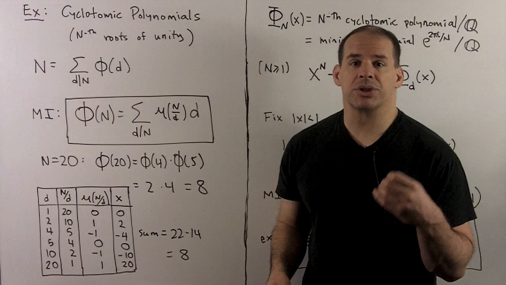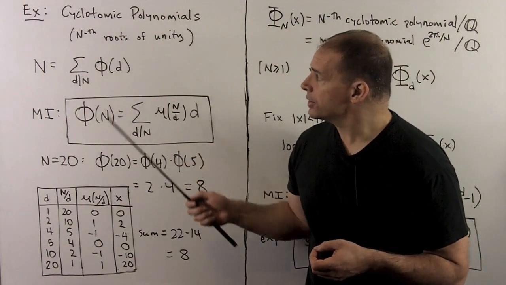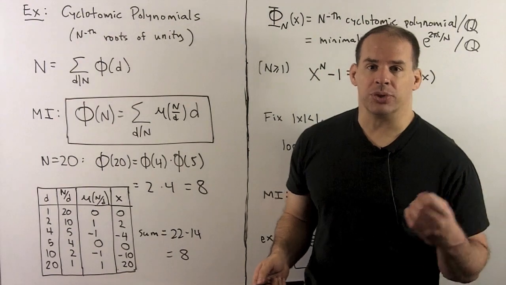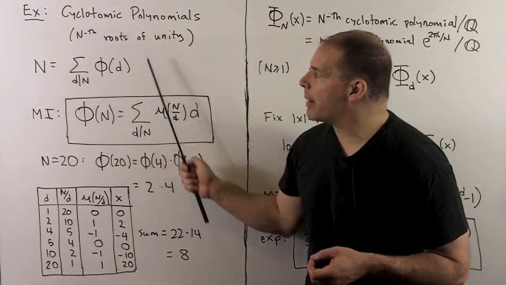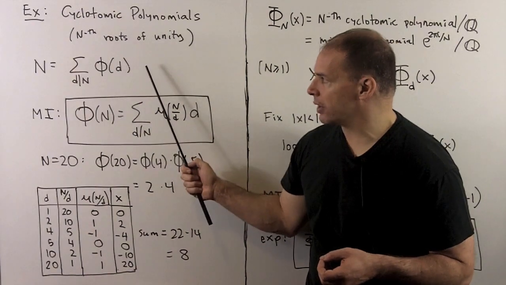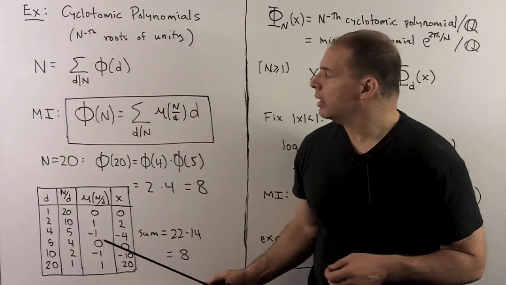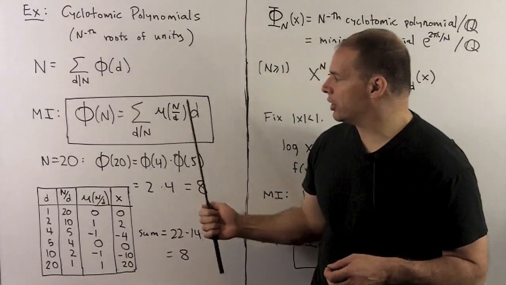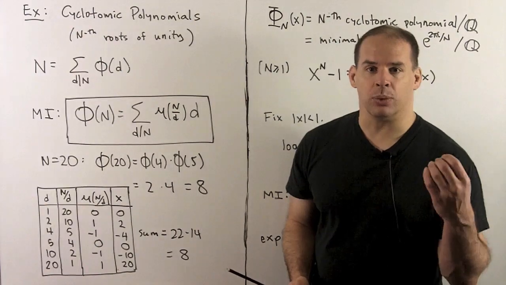Our next examples come from cyclotomic polynomials. First, by counting nth roots of unity, we've seen that n is equal to the divisor sum operation applied to the Euler totient function. Using Mobius inversion, the Euler totient function is now the Dirichlet convolution of the Mobius function and g of n equal to n.